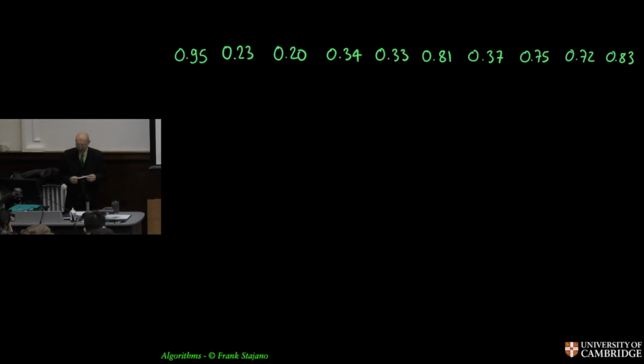This is another situation where what I know about the input is that it's uniformly distributed in a finite range. In this case, my range is between 0 and 1.